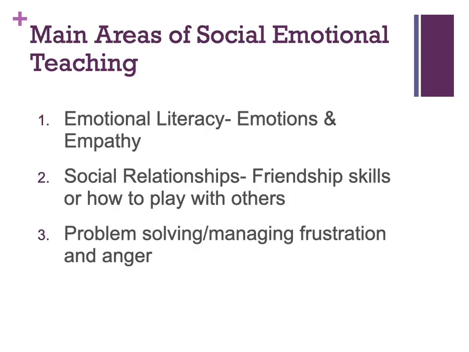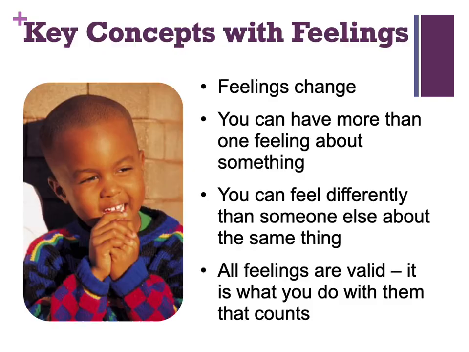Again, these are the three main areas of social-emotional teachings. Now we're going to take a look at some teaching strategies for these three areas. Let's start talking about emotions and feelings. We know feelings change. You can have more than one feeling about something. You can feel differently than someone else about the same thing. All feelings are valid. And those are key concepts with feelings.